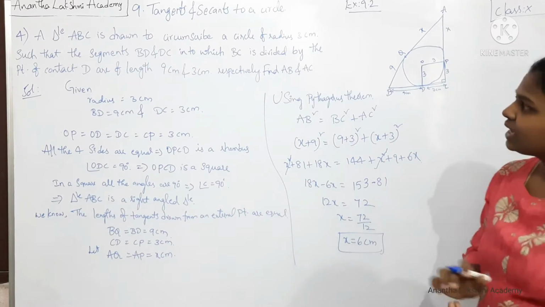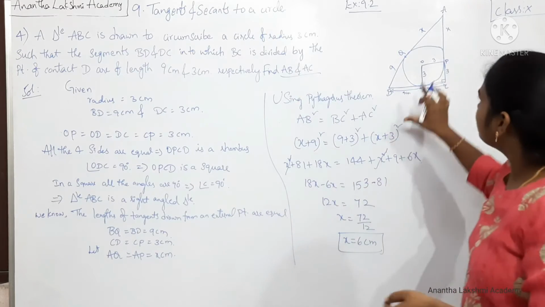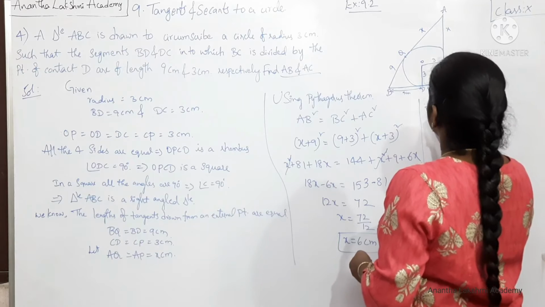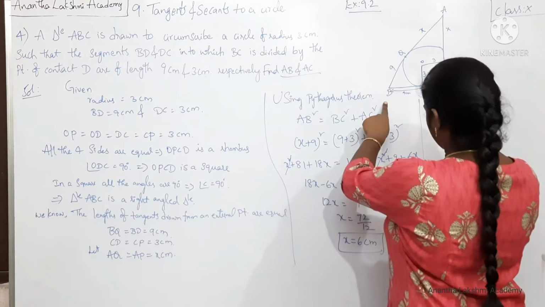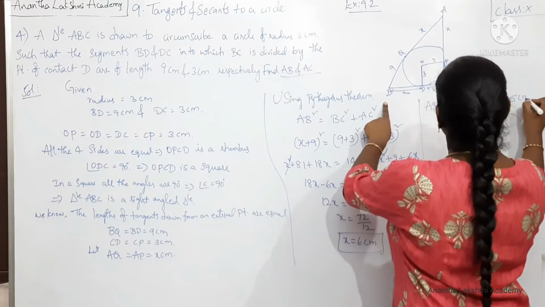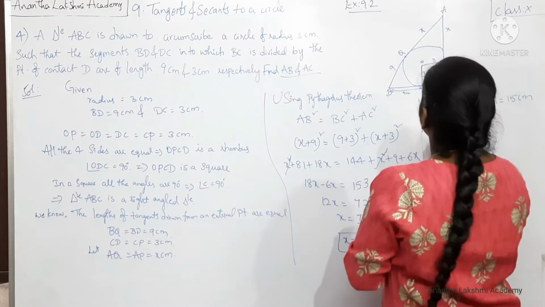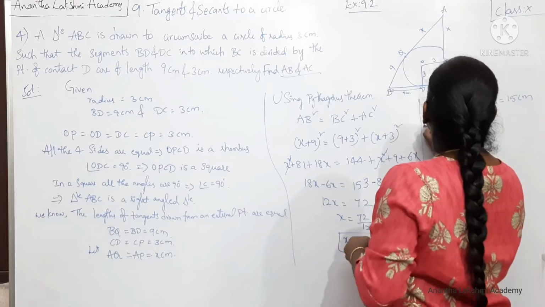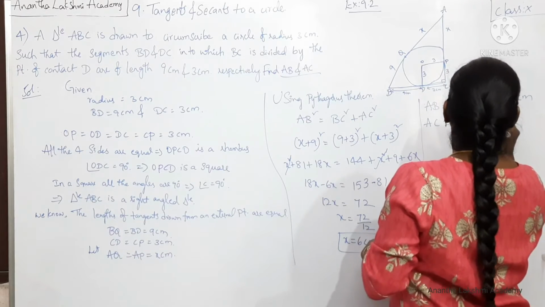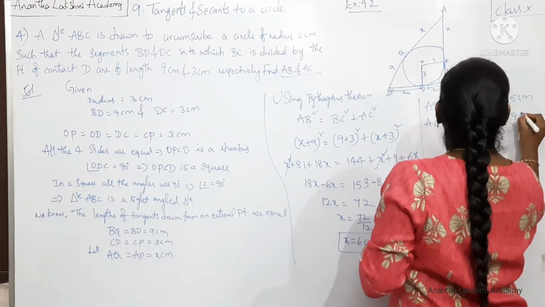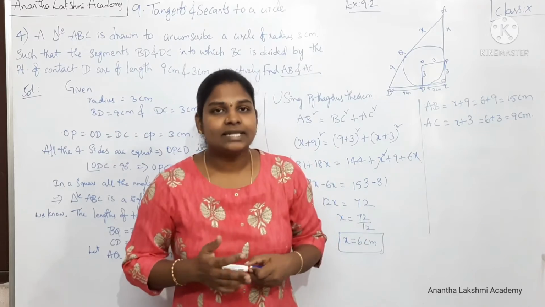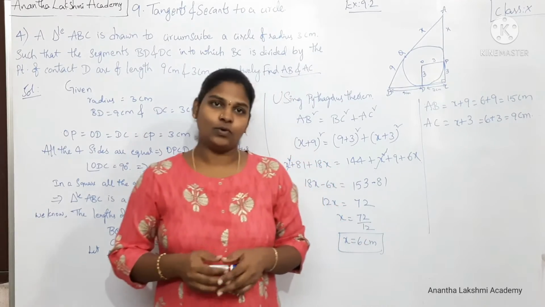What are we supposed to figure out? AB and AC. What is AB? Therefore, AB is equal to X plus 9, which is 6 plus 9, 15 centimeters. Isn't it? Now, what is the other side we are supposed to figure out? AC, which is X plus 3. That is 6 plus 3, which is equal to 9 centimeters. Alright, that is about problem number 4.